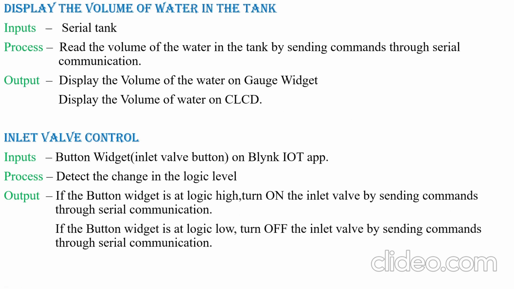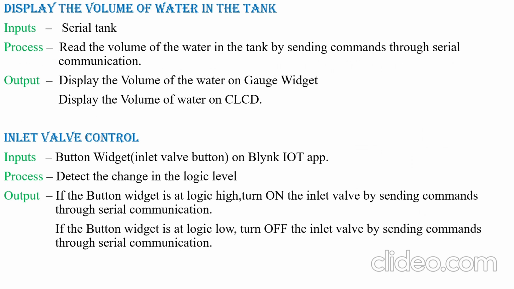Then display the volume of water in the tank. First, the input, that is the serial tank. Then the process: read the volume of the water in the tank by sending commands through serial communication. Then the output: display the volume of the water on the gauge widget. Display the volume of the water on the CLCD.